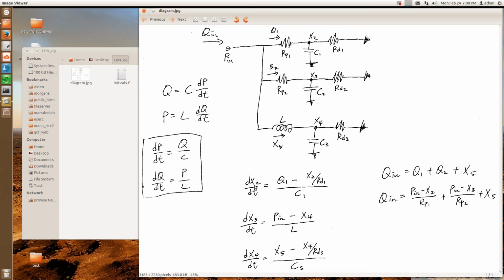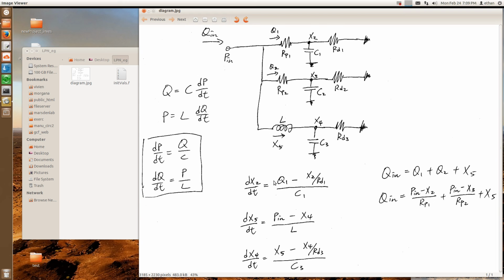If we look at element number 2, this capacitor right here, we're trying to apply this equation to this element. And so the dP/dt is our dX2/dt. Remember, X2 is the pressure right here at this point. And so dX/dt is the change of pressure over time, which corresponds to the dP/dt here. And this is equal to this expression right here.